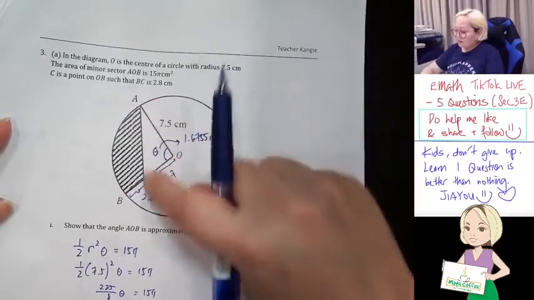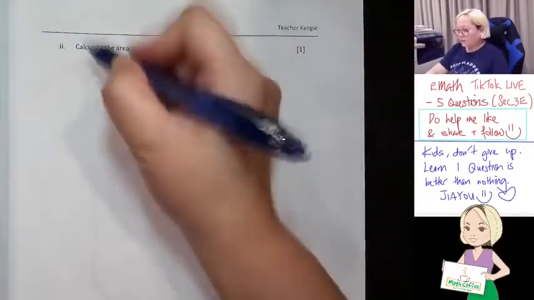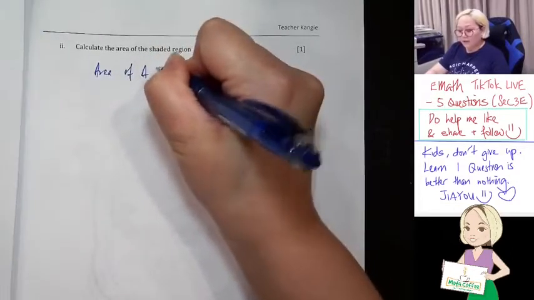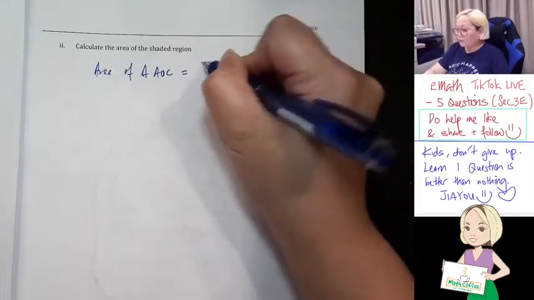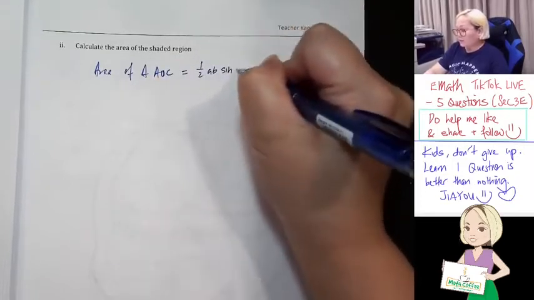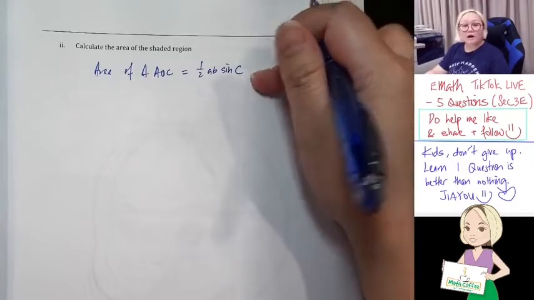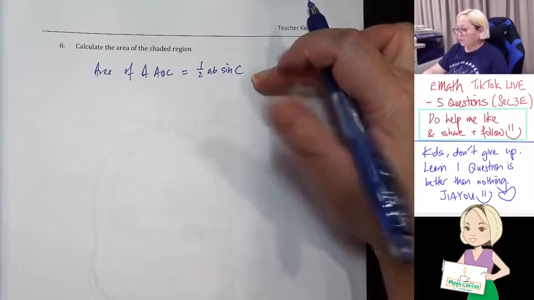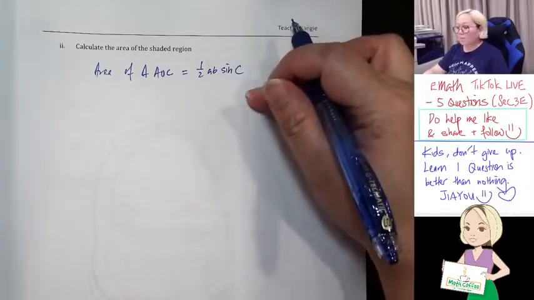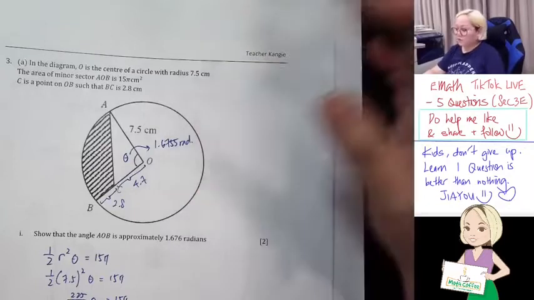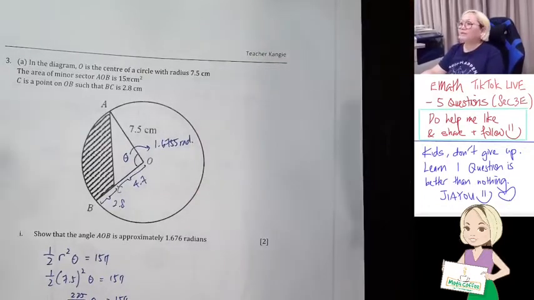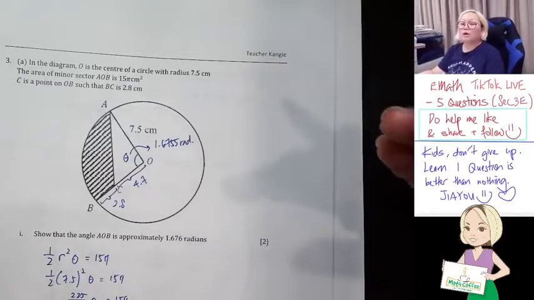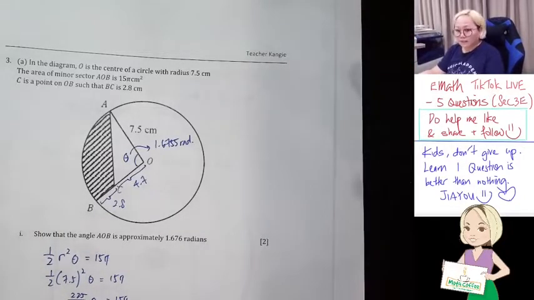Then I need to find the area of this triangle. How? This is a non-right angle triangle, so the area of triangle AOC will use half AB sine C. This is to find the area of a non-right angle triangle. Yes, this is under further trigo, while the other is under arc length and sector area. You learn further trigo first, then the next chapter you learn arc length and sector area. So they expect you to know sine rule, cosine rule, and half AB sine C.